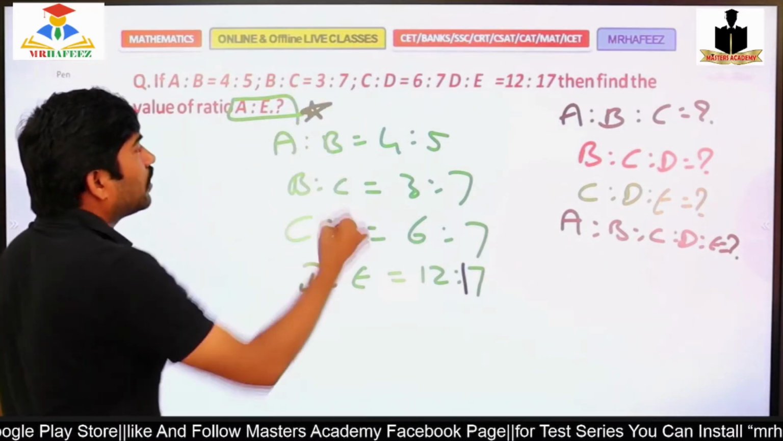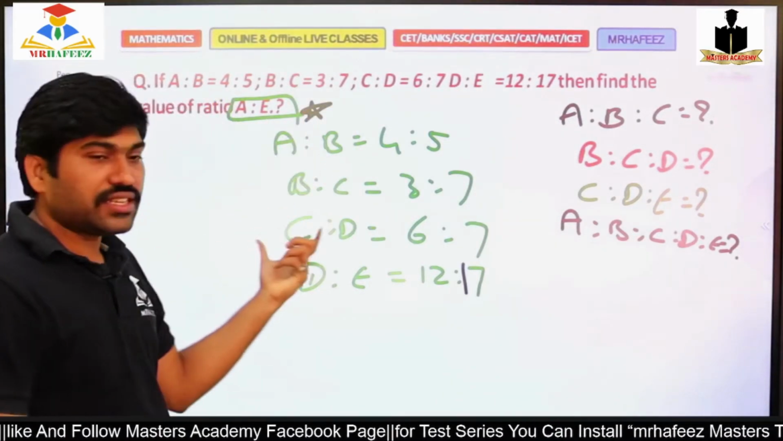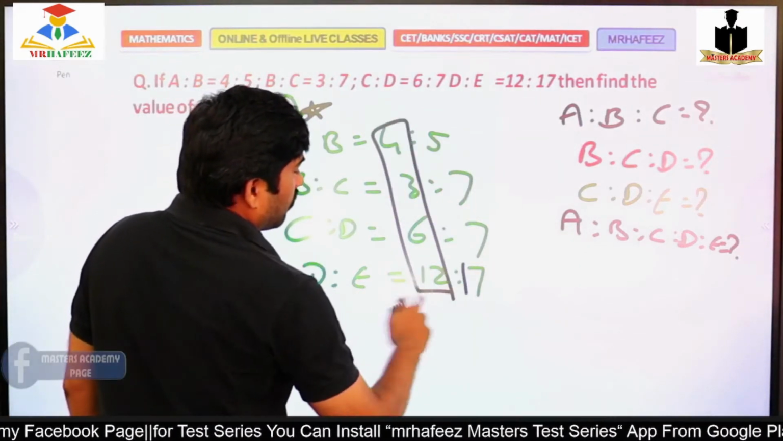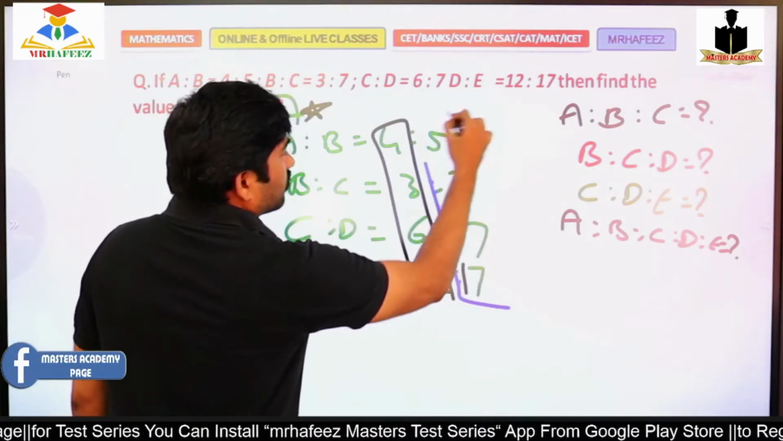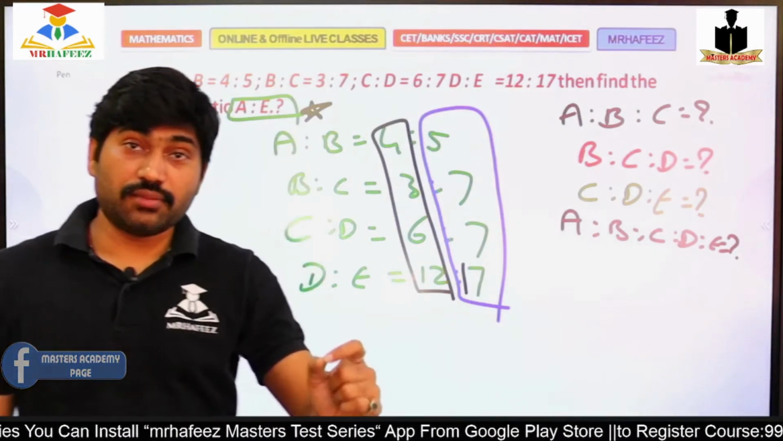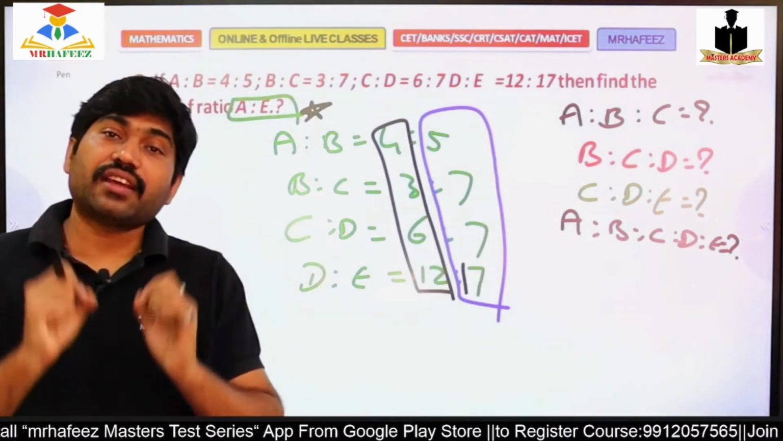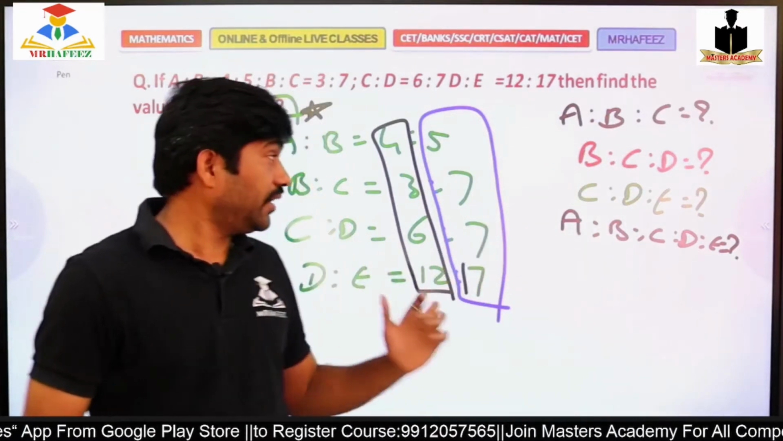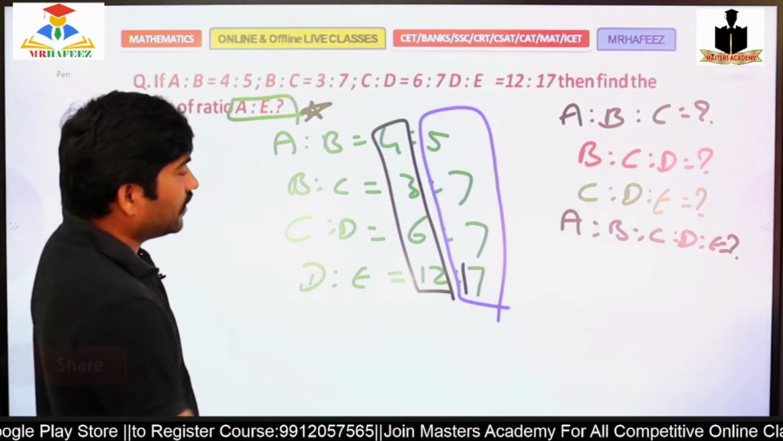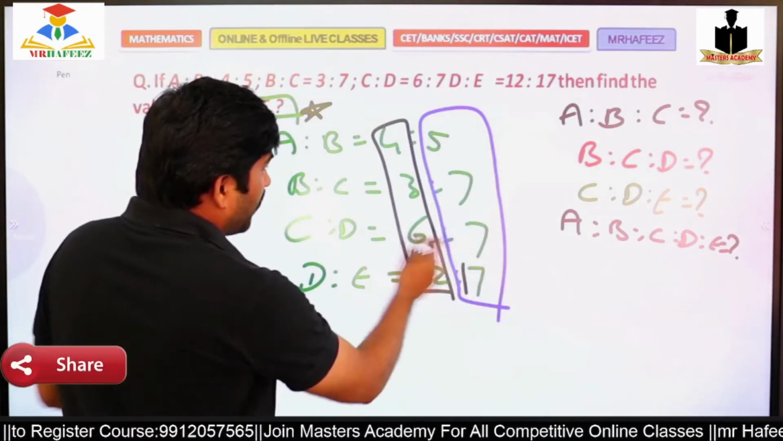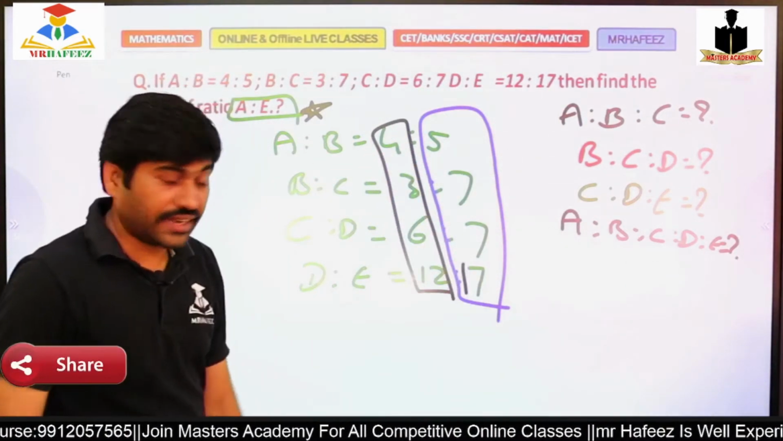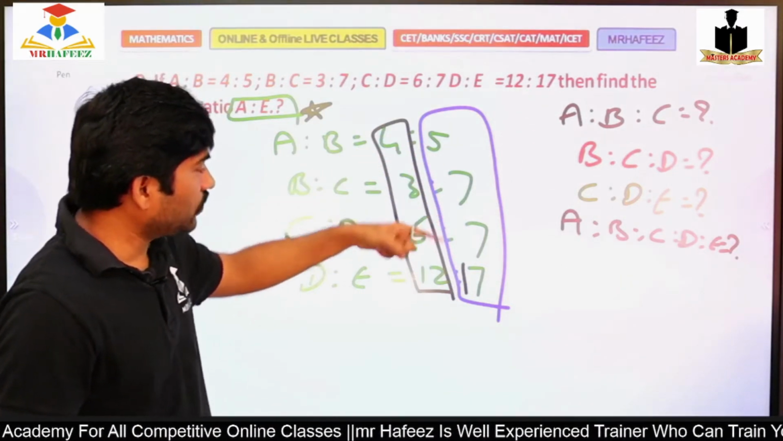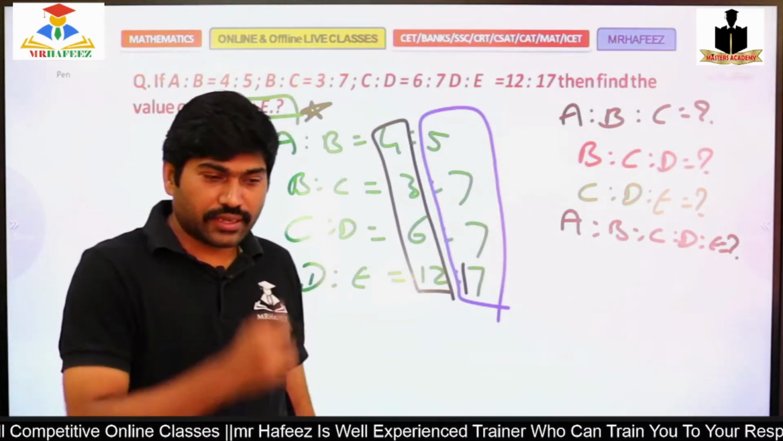According to the question, A is to E. A is to E is very simple: multiplying all first terms, multiplying all second terms. Because the first term and the last term we can get very simply, and this one can be a little complicated. But this is very simple. Okay. And whatever is in this one and that one may also cancel, but nothing is cancelling here. Right. Just multiply 4 into 3 into 6 into 12, and 5 into 7 into 7 into 7. Just let me know the values.